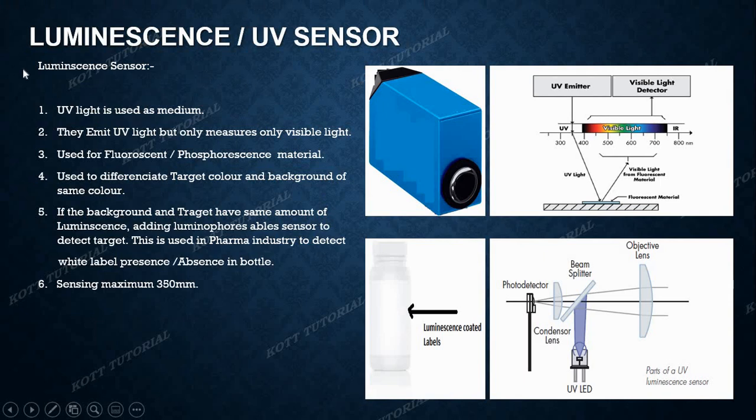Luminescence sensors or UV sensors. See, let me first explain what a luminescence or UV sensor is. It is called a UV sensor also, and mostly they are called luminescence sensors. They are called UV sensors because the medium used in this sensor is UV light, meaning UV light is emitted from this sensor. That's why it is also called a UV sensor.